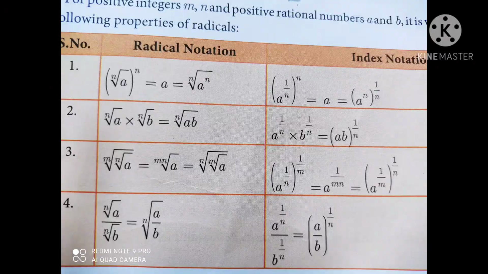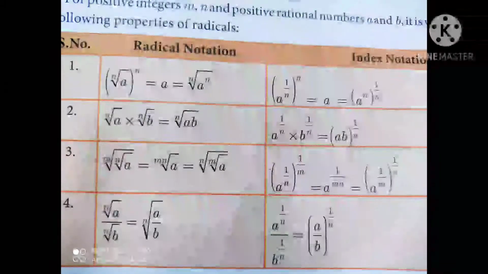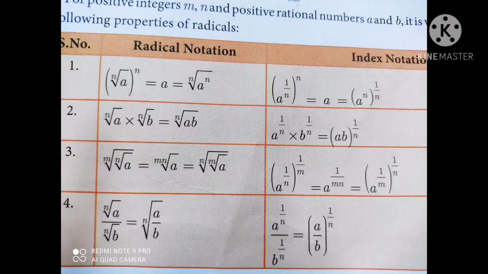In radical notation, the first one is: the nth root of a, the whole power n, is equal to a, or we can write it as the nth root of a^n. In index notation, (a^(1/n))^n is a, or we can write (a^n)^(1/n).